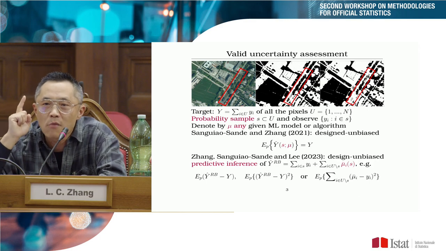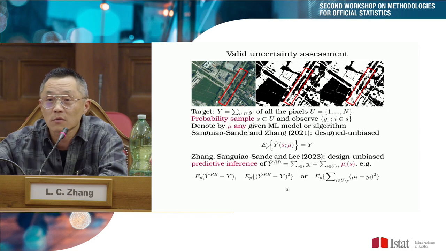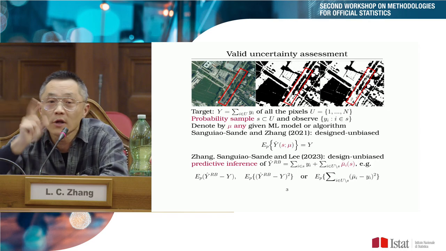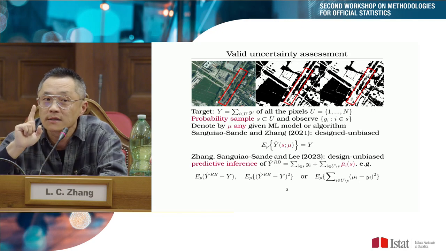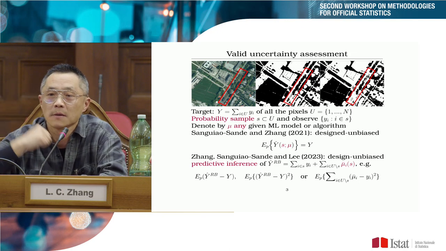You can do model unbiased estimation given any algorithm. It doesn't matter left algorithm or right algorithm. I will give you unbiased. The only difference is the efficiency. One is more efficient than the other. That's it. But both will be unbiased. And it's unbiased over repeated sampling.